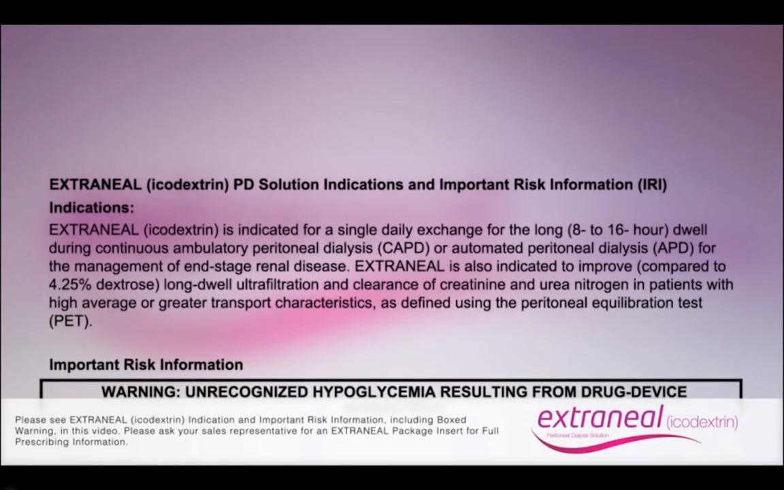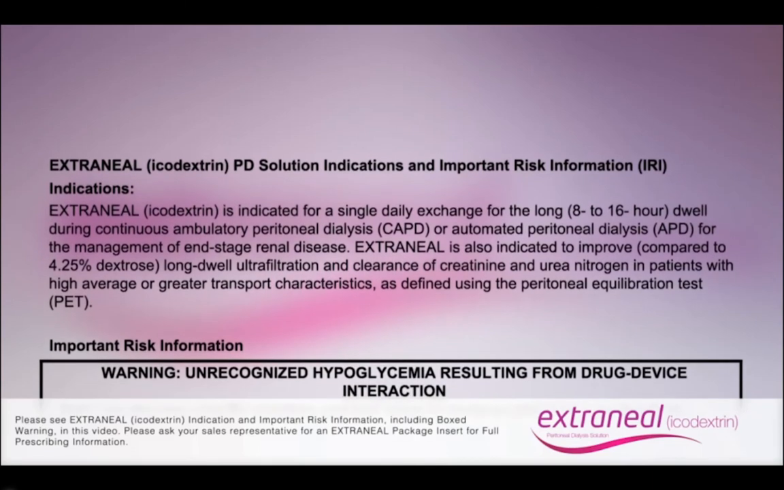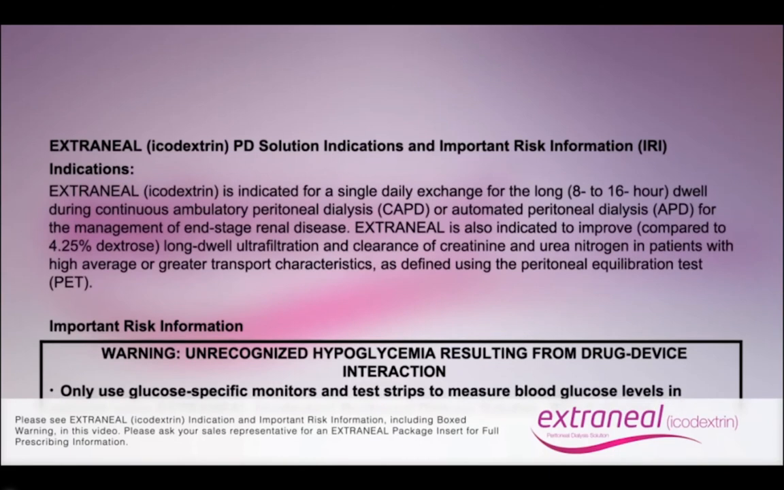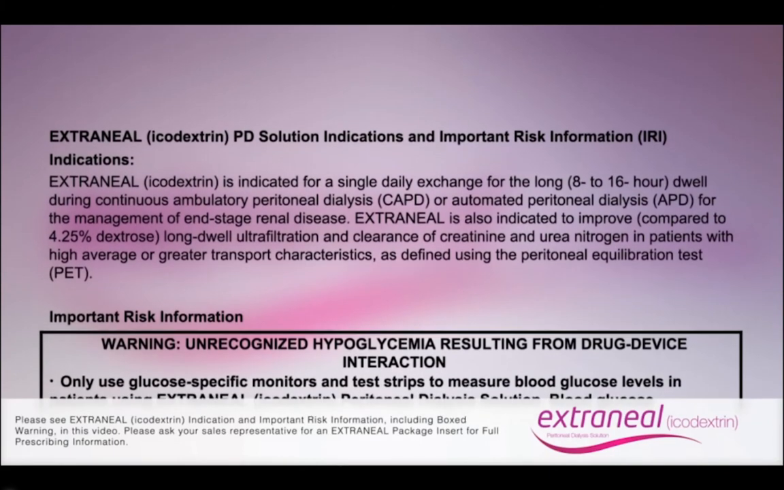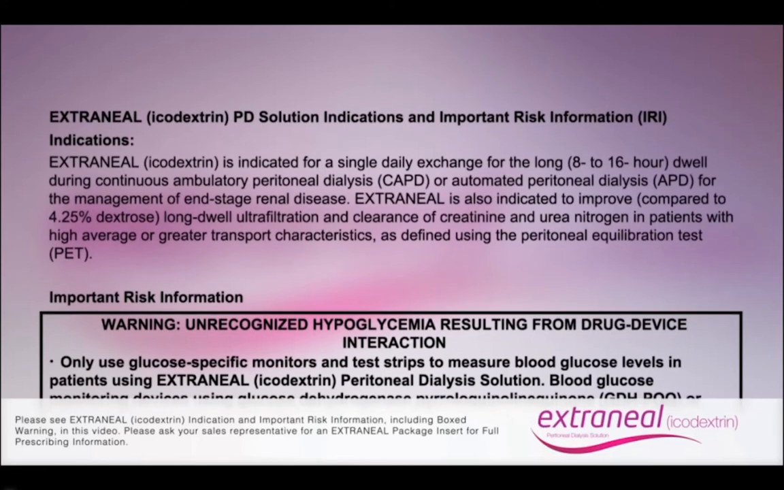Extraneal is also indicated to improve, compared to 4.25% dextrose, long-dwell ultrafiltration and clearance of creatinine and urea nitrogen in patients with high average or greater transport characteristics, as defined using the peritoneal equilibration test, PET.